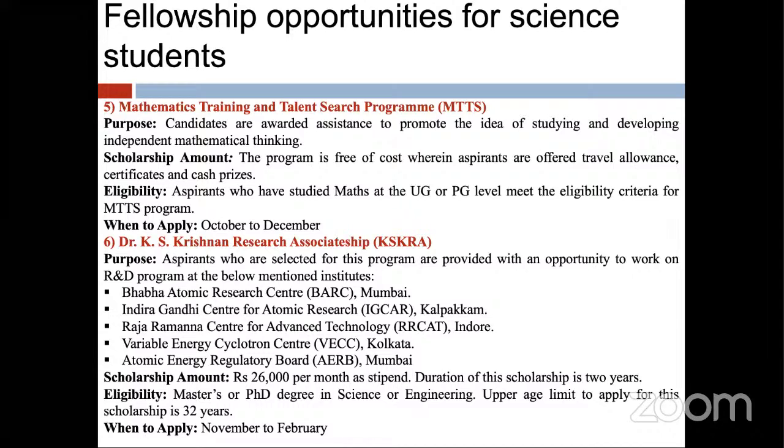Dr. K.S. Krishnan Research Associateship is another opportunity you can avail for BARC, Bhabha Atomic Research Center, Mumbai; Indira Gandhi Center for Atomic Research, Kalpakkam; Raja Ramanna Center, Indore; Variable Energy Cyclotron, Kolkata; Atomic Energy Regulatory Board, Mumbai. The stipend is 26,000 per month for 2 years. Students should be masters or PhD, with an upper age limit of 32 years. November to February is when this is announced.